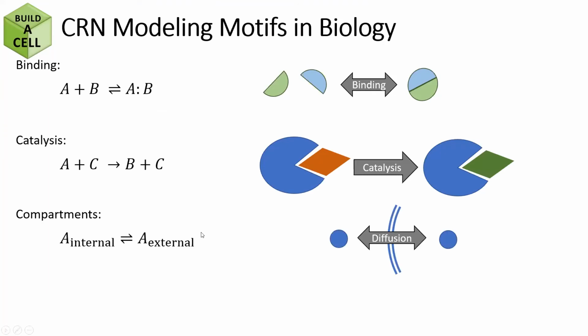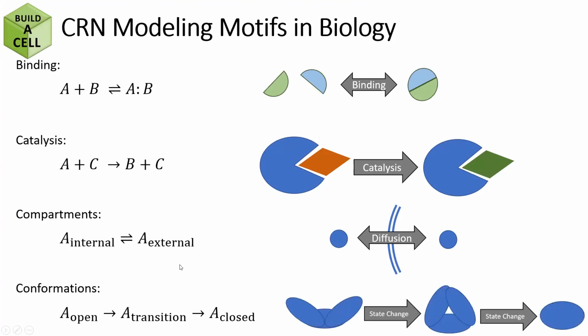You can also imagine compartments. So here I have A in 2 different compartments, internal and external. I can diffuse between them. And this can be represented as a very simple reversible chemical reaction network. Finally, you might have some set of discrete states. Maybe A has 3 states. It's a protein. It can be open, it can be in a transition state, or it can be closed. And I can represent the movement between these discrete states as a chemical reaction network as well. Another example of states might be phosphorylated versus not phosphorylated for a protein. Using these motifs, we can build very large networks, as I'll show you in a few slides.